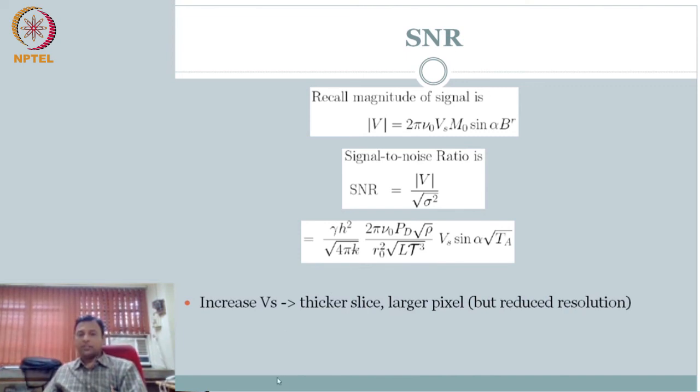To increase your signal to noise ratio, increase Vs. What does that mean? I have to have a thicker slice. If I have a thicker slice, what will happen? Your resolution in the Z direction will suffer, as the pixel size delta Z becomes big. If I am doing axial slices of the heart, I want to have slices as thin as possible, so I will have very many of them.